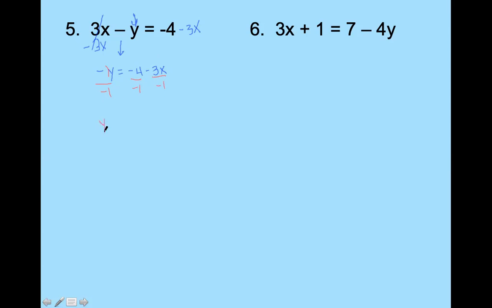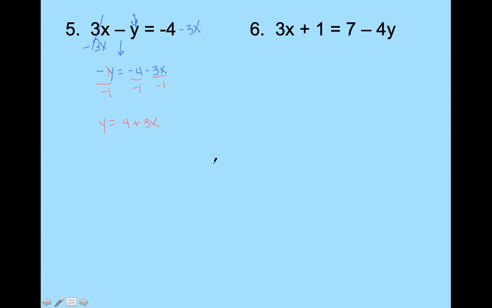When I do that, I am left with y alone. That's what I wanted. Negative 4 divided by negative 1 is a positive 4. Negative 3x divided by negative 1 is a positive 3x. And negative divided by negative is a positive. Notice that it's okay to divide unlike terms, right? I can divide an x term by a constant. I can't add or subtract them.